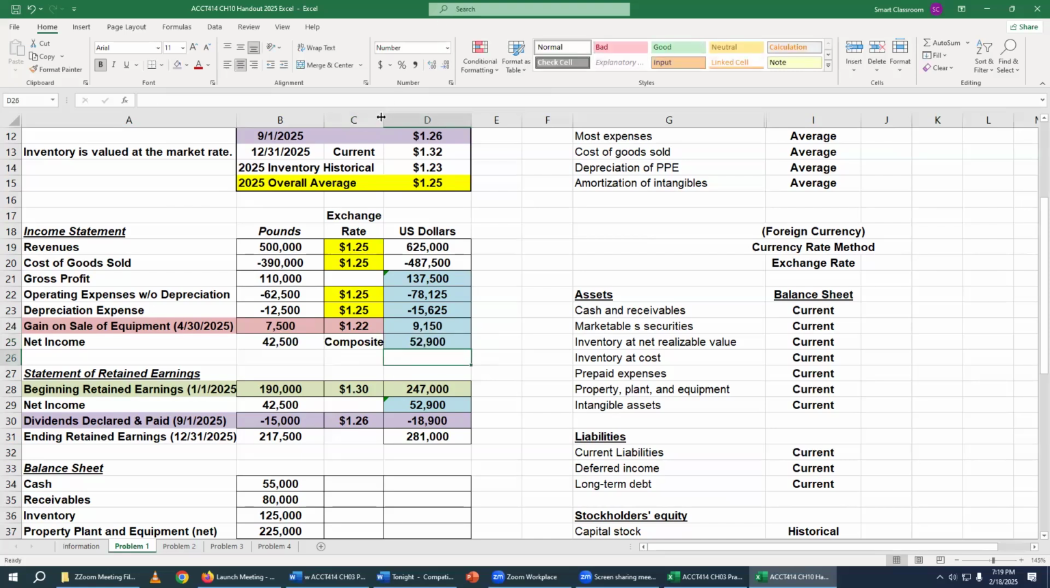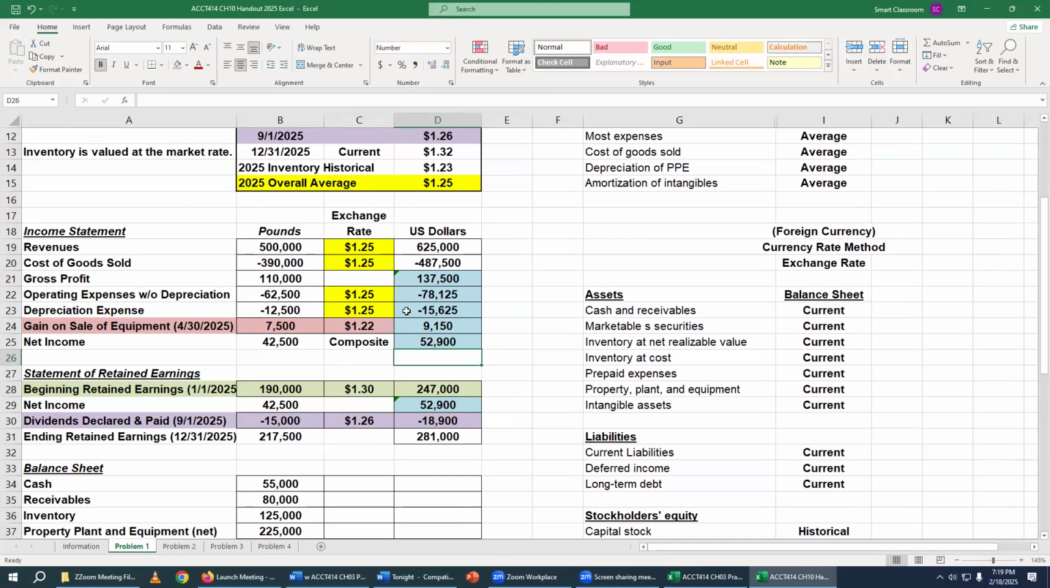I'll make it fit. Here we go. That's actually a composite rate. Same thing down here. This is the composite rate. In the income, it has 125, it has 122, it has 130. This is a composite. It's got 126, so these have a bunch of different rates. And so this is why they say it's a composite. It has more than one rate.